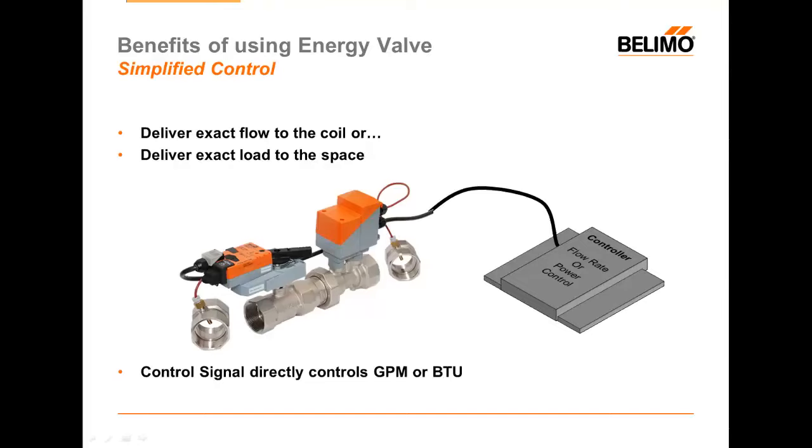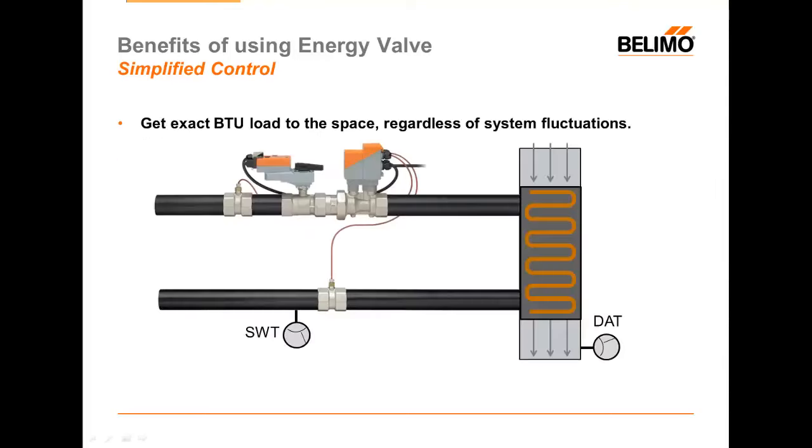A similar process can be done by adjusting the BTUH setting. This means that instead of modulating directly to the GPM requirement, it will modulate to 0 to 100% of the load requirement in the space. Let's talk about a clear benefit of controlling directly to BTUH. Well, by producing the exact amount of BTUH that is required in the space, you get the same amount of heat transfer regardless of system fluctuations.